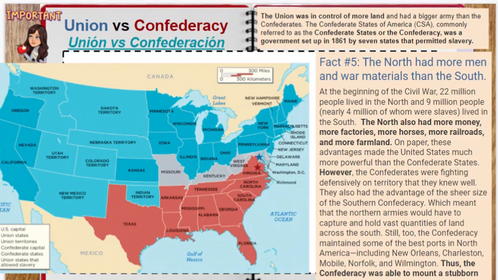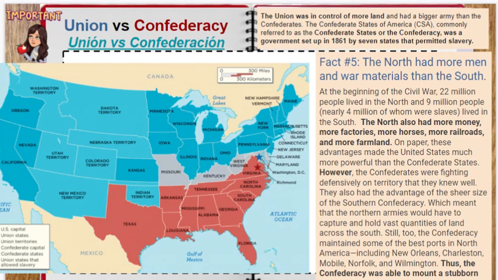So the North has more money, more factories, more horses, more railroads, more farmlands. They really are more equipped with many more advantages and more powerful than the Confederate States. However, the Confederate States are fighting on most of their own territory, so they have that home field advantage that we talked about in the American Revolution, which allows them to have a better familiarity with the land around them. They also have access to several major trading ports in the South that allows them to import goods that they may need.